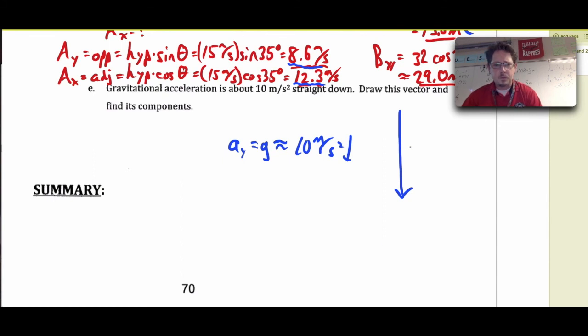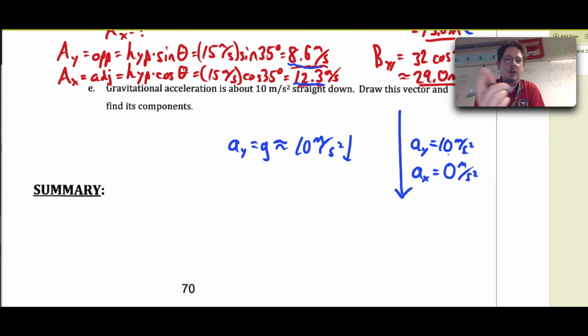And in fact, I just went ahead and labeled this out of habit. Acceleration in the y direction, 10 meters per second squared down. That is the component. That is our y component. Well, what is the x component for this? Well, let me ask you, how much does gravity pull sideways? None. And this vector is straight up and down. It has zero component in the x direction.